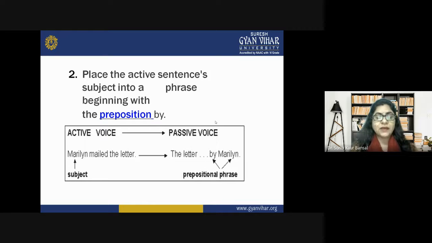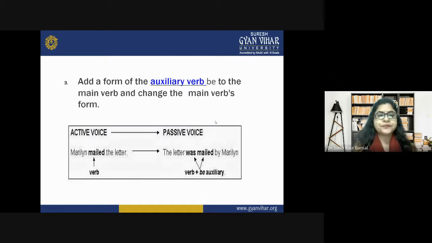Merlin mailed the letter, and here the subject is Merlin. Now this Merlin will go to the object's place in the passive voice sentence, and this will create a prepositional phrase by using by with it. All right. So Merlin mailed the letter, and we started with the letter, by Merlin. This is how the prepositional phrase will be more and more useful in passive voice.